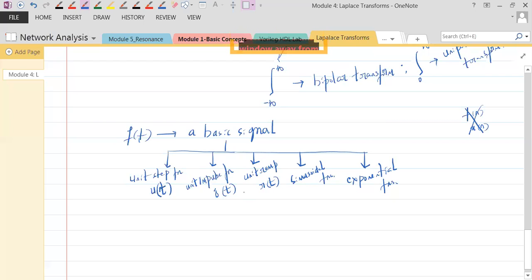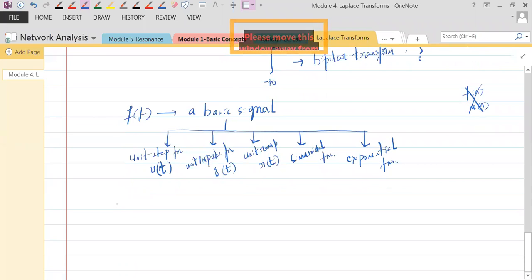Any signal that you consider in nature is the combination of one or more of such signals. So when we apply the transform, we apply the transform to these basic signals. Get that point?